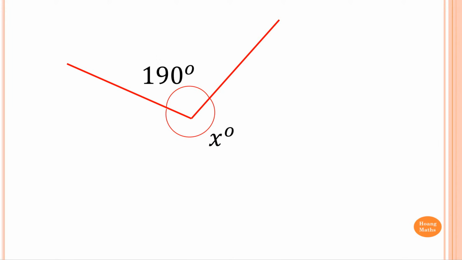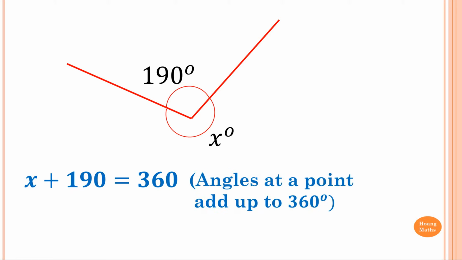Example. So we know that X plus 190 is equal to 360. And the reason is angles at a point add up to 360 degrees. So to find X, we need to minus 190 on this side here to get rid of this. And then we minus 190 on this side as well. So 360 minus 190 is 170. So therefore, X is equal to 170.